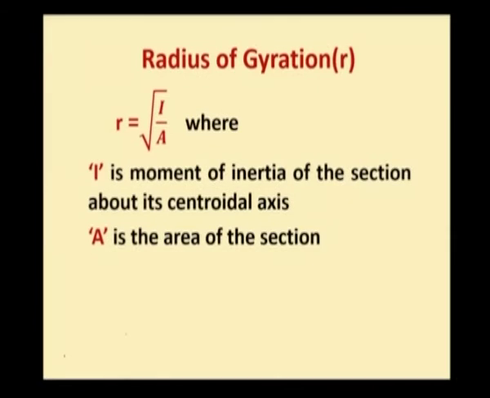Radius of gyration is indicated by the alphabet small r. It is given by this equation, square root of I by A, where I is the moment of inertia of the section about its centroidal axis and capital A is the area of the section. Its unit will be in centimeter, meter or millimeter.